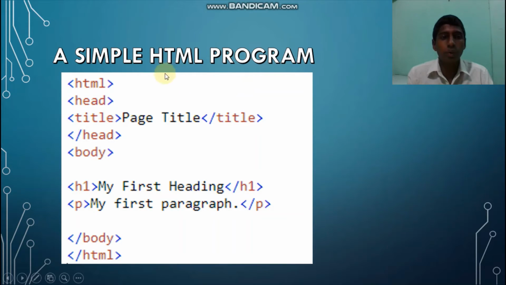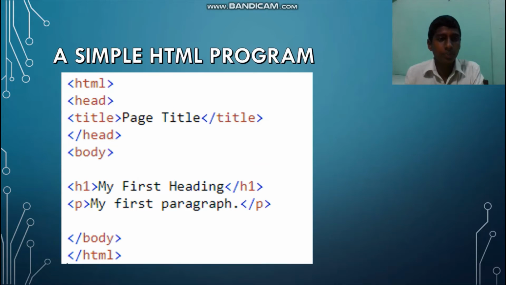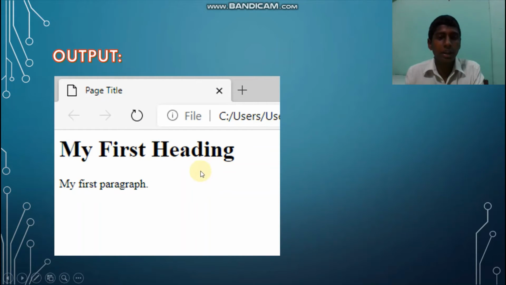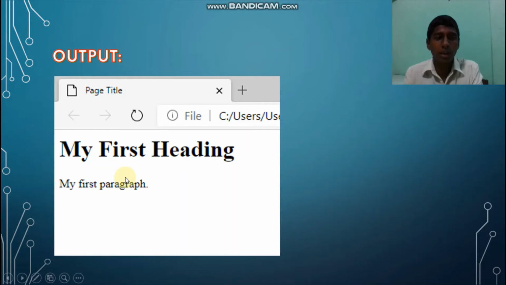This is a simple HTML program. See, HTML, head, title, my first heading, my first paragraph. P is the paragraph tag. Then the closing of body and HTML. Here's the output. Let us see the page title. Here's the page title. See, the title is here. In the output, the page title is here. Then H1, my first heading. It will be big in size. It is a paragraph tag, so it will appear paragraph-wise. My first paragraph. See, my first paragraph.